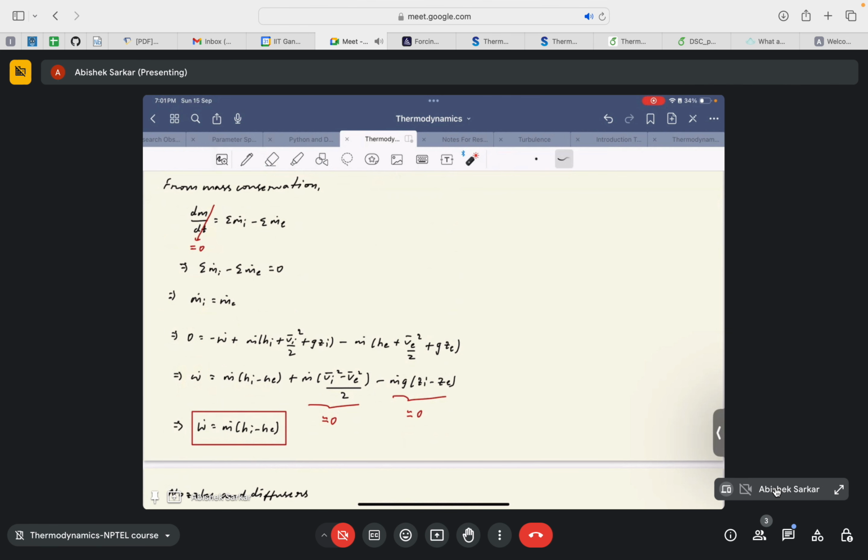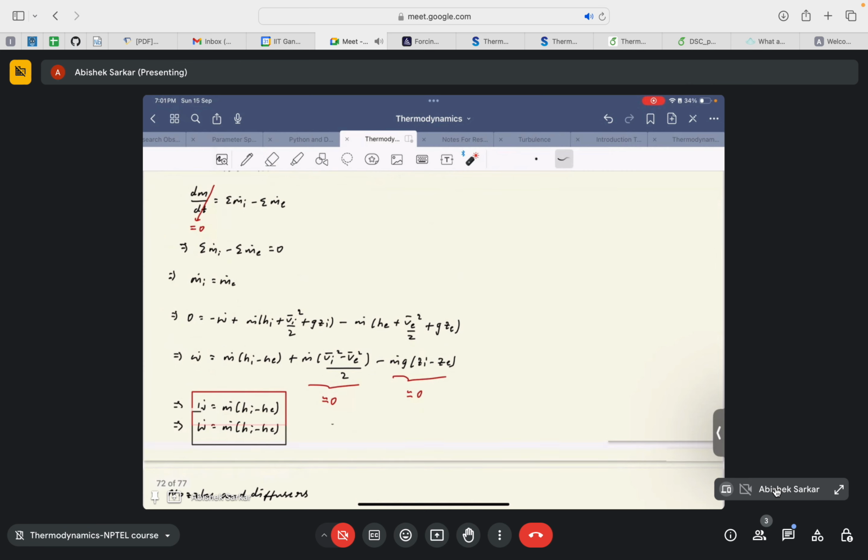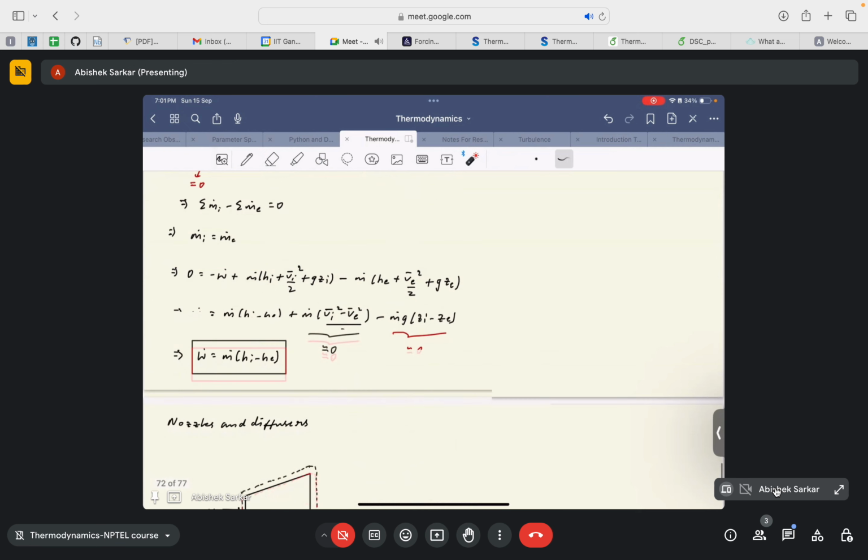So the net work done by a turbine would be equal to m dot (hi minus he), and in the case of a compressor, this sign will just be interchanged. It will become he minus hi. Because we are giving a work input to the system, the enthalpy at the exit will be higher than the enthalpy at the inlet. So the work done would become m times (he minus hi) for a compressor. Okay, I hope this was clear.